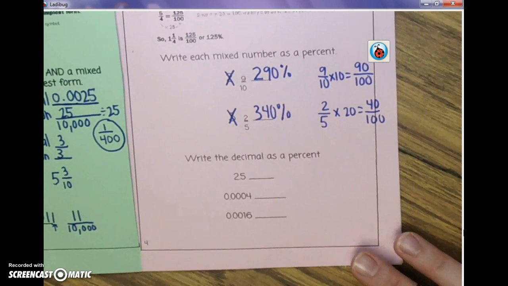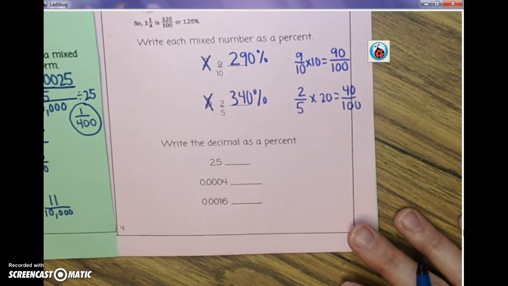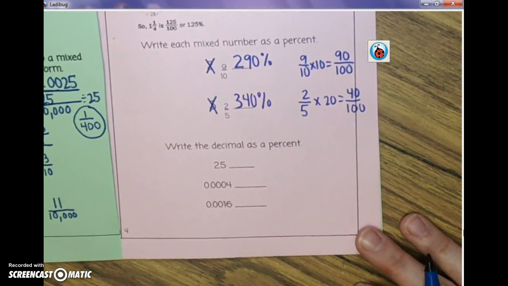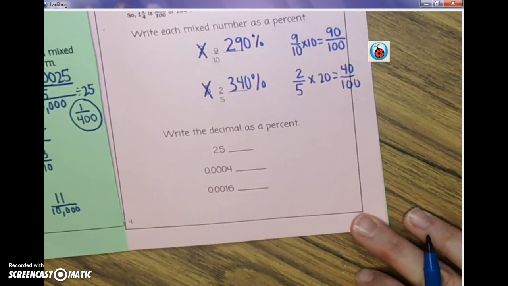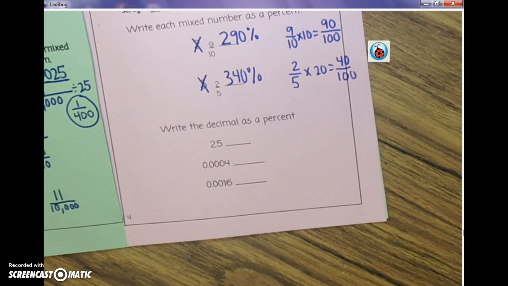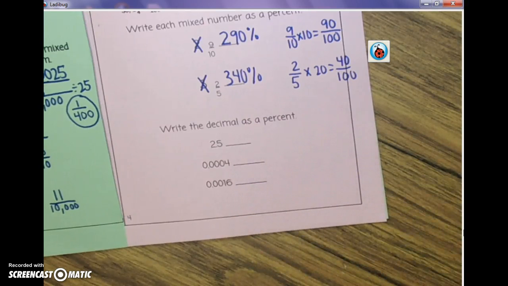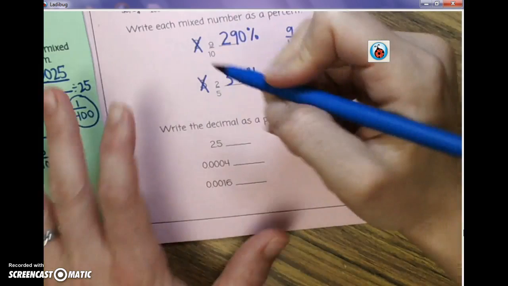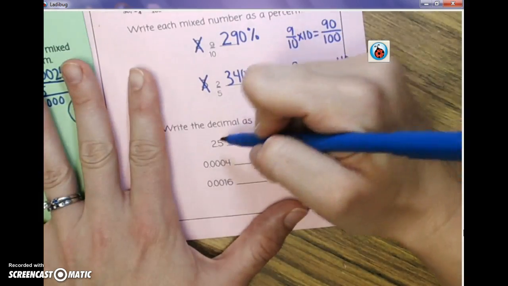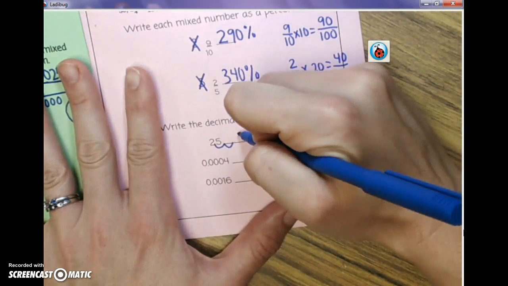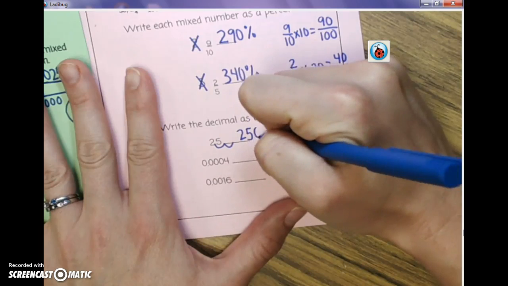That's not that bad, is it? No. As long as you're taking good notes to look back on and practice problems, it should be just fine. Write the decimal as a percent. So we have 2.5. How do I write 2.5 as a percent? I want some new people that I haven't called on yet today. John. Good. So we go 1, 2. So 250%.